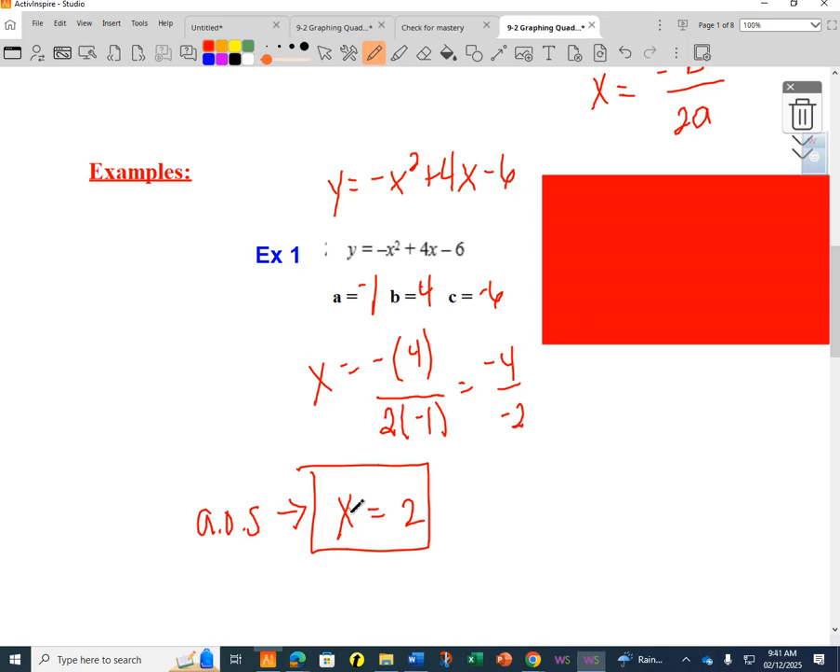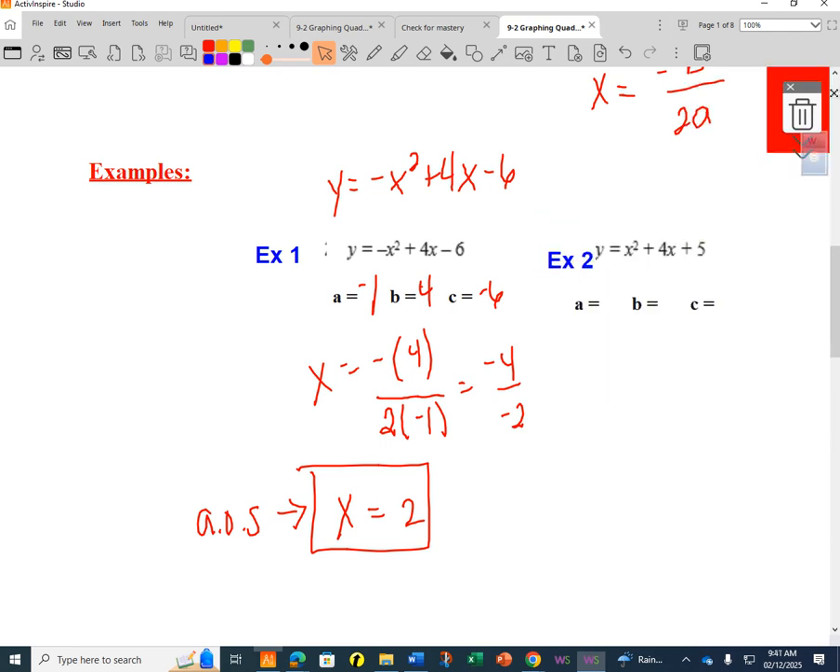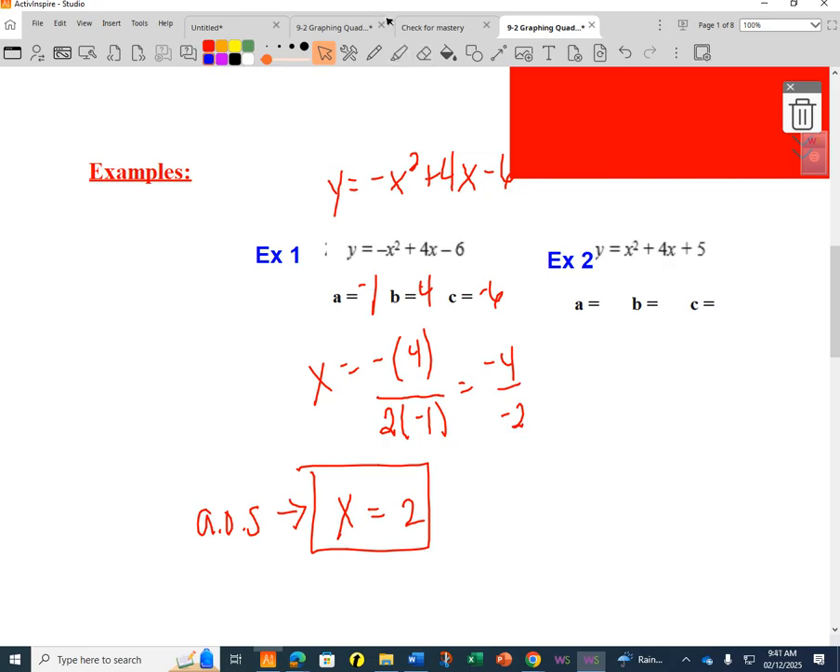Any questions? Okay, so let's go ahead and write example 2. I'll write a little bigger if you need it. y equals x squared plus 4x plus 5. And then go ahead and find the a, the b, and the c there.